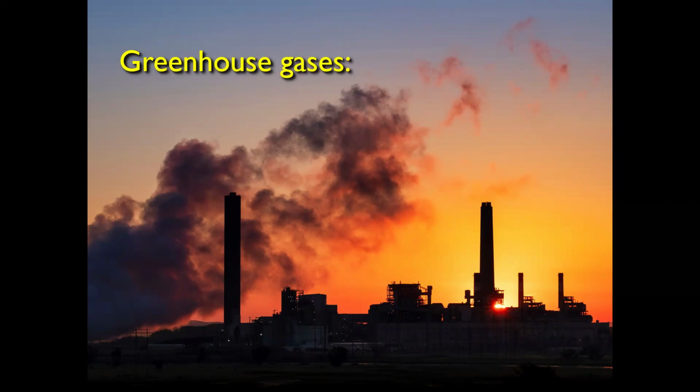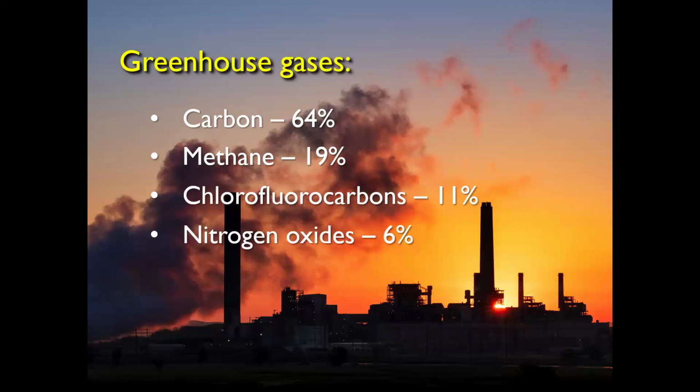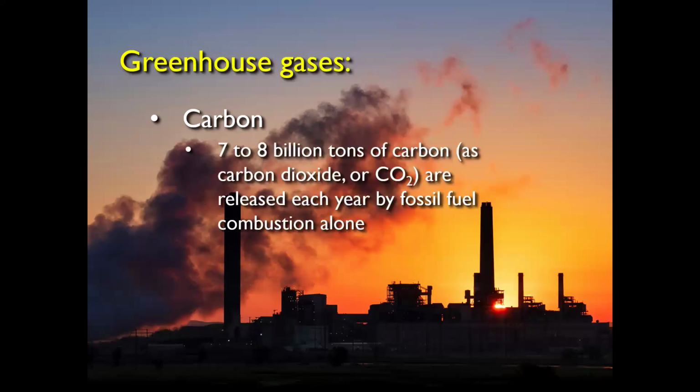Let's move on to greenhouse gases. We've talked about some of these before. We've talked about carbon, which makes up 64% of the greenhouse gas budget. Methane, another one, is 19%. Chlorofluorocarbons are at 11%. Nitrogen oxides are at about 6%. And then tropospheric ozone is present in trace amounts. Right now, I'd like to focus on carbon. Carbon is not huge in the Earth's atmosphere. It's a relatively small percentage of what's in the Earth's atmosphere.